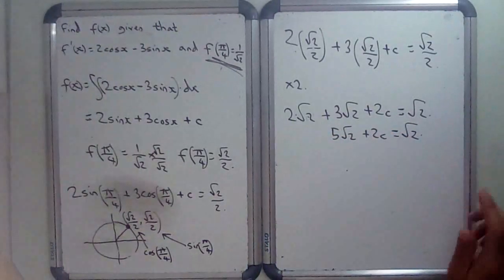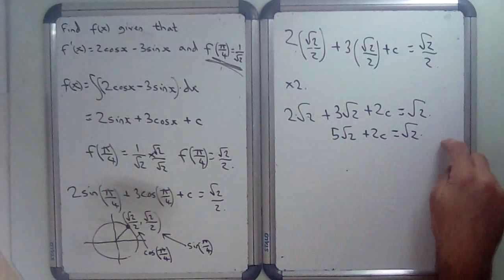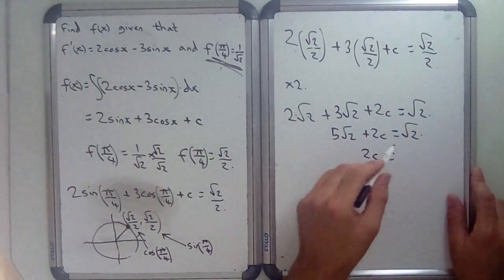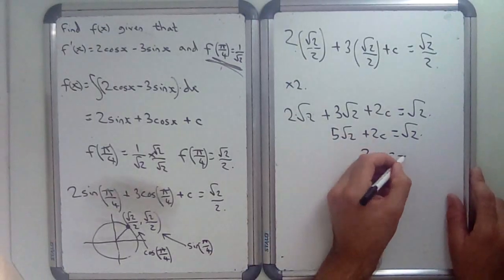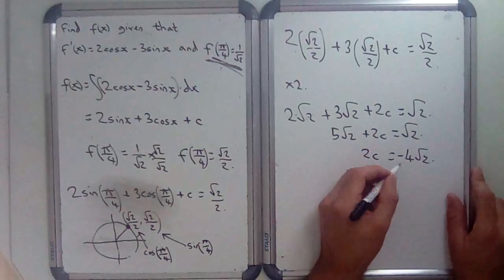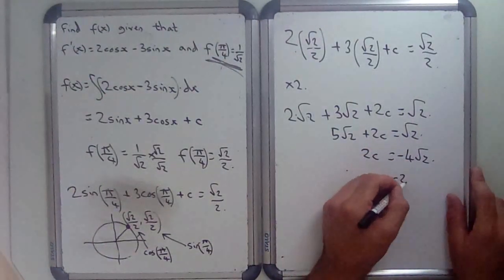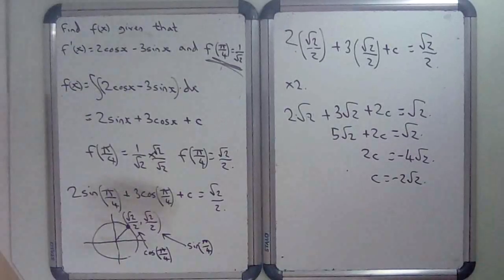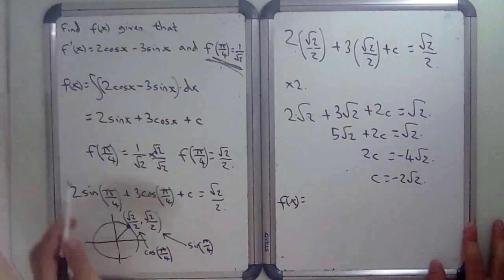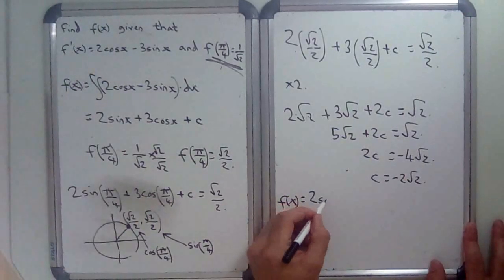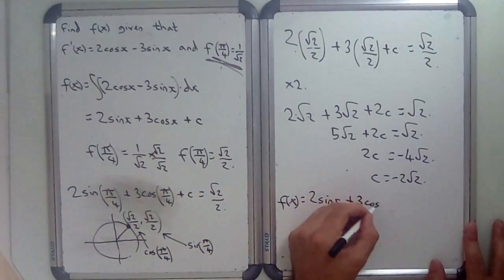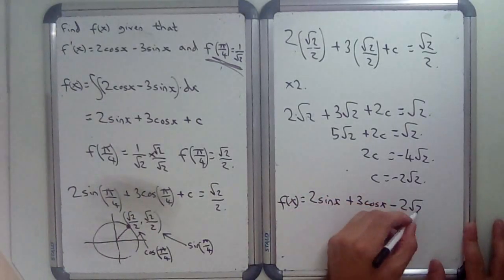Then if I subtract 5 root 2 from both sides, 2c equals root 2 minus 5 root 2, so that must be minus 4 root 2, and c must be that divided by 2, so minus 4 divided by 2 is minus 2 root 2. So we found c, so f of x must be 2 sine x plus 3 cos x minus 2 root 2.